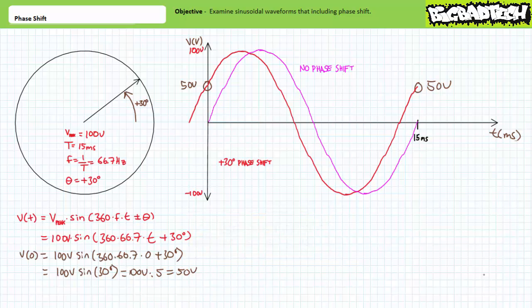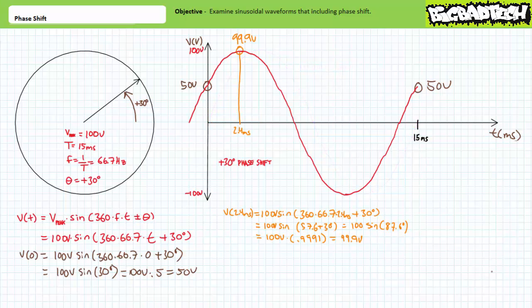Moving on. Using the time-variant expression accounting for phase shift, one can calculate output voltage magnitude at specific times. For example, at 2.4 milliseconds, one would substitute 2.4 milliseconds into our expression to arrive at 100 volts times the sine of 57.6 degrees plus 30 degrees, or 100 volts times the sine of 87.6 degrees, meaning that at a time ordinarily corresponding to 57.6 degrees, this function has a value equivalent to a normal sine wave 30 degrees in advance at 87.6 degrees, ordinarily just shy of the peak value.